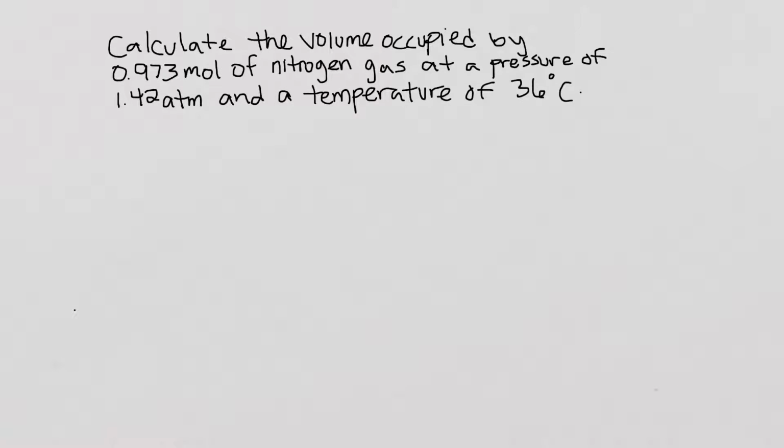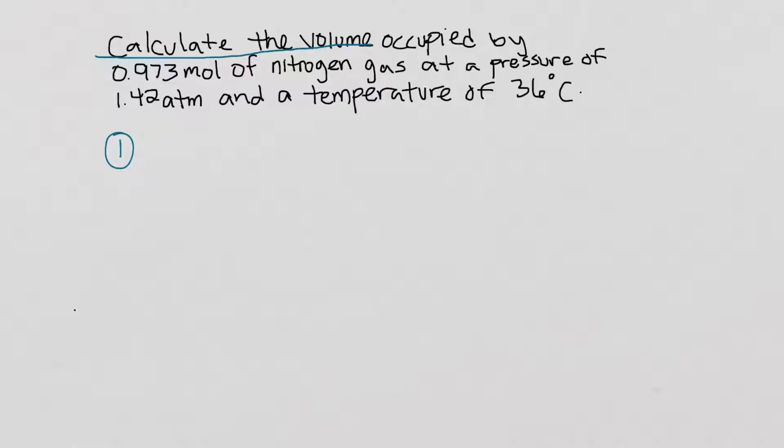Well, let's go back down here. First, what we want to do, number one, is make sure that we're actually going to be using the right units. So as we go through, let's read. Calculate the volume. See, there is what we're going to be calculating for, is the volume. Occupied by 0.973 moles of nitrogen gas at a pressure of 1.42 atmospheres and a temperature of 36 degrees Celsius.